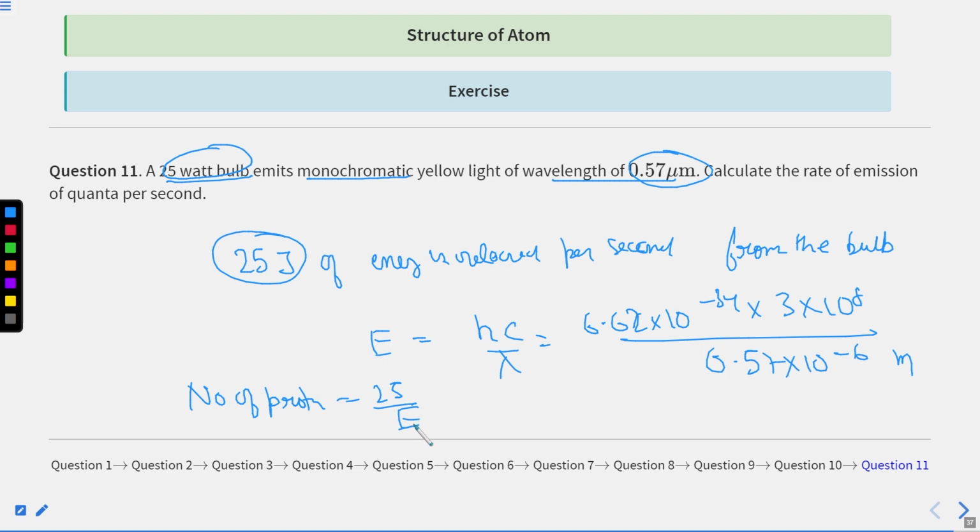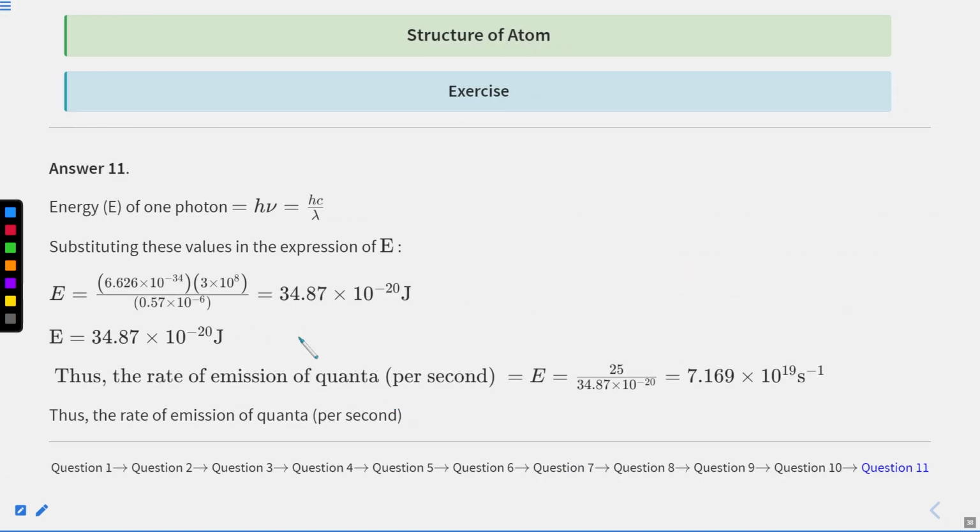Okay. Now for quanta we will divide it by h. So let us see this. First we have calculated the energy related to this. Thus the rate of emission of quanta per second is nothing but this energy, and that is divided by 25.